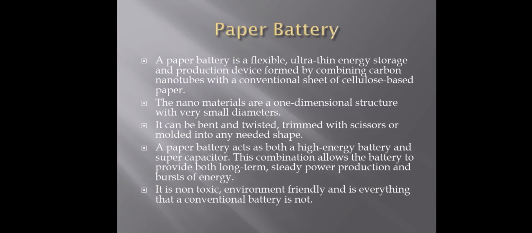Paper battery: A paper battery is a flexible, ultra-thin energy storage and production device formed by combining carbon nanotubes with a conventional sheet of cellulose-based paper. The nanomaterials are a one-dimensional structure with very small diameters. It can be bent and twisted, trimmed with scissors, or molded into any needed shape.